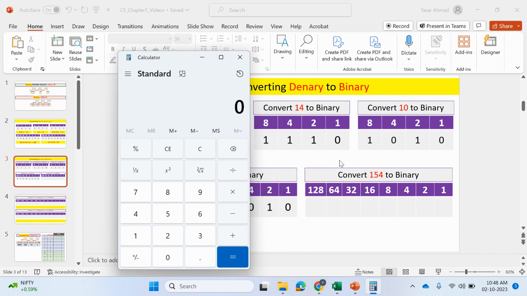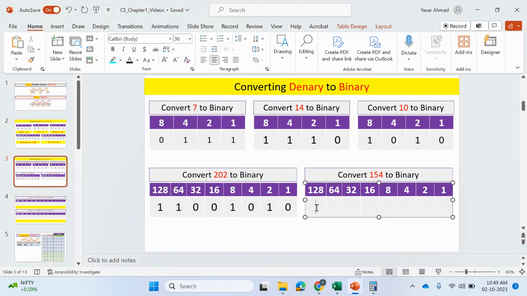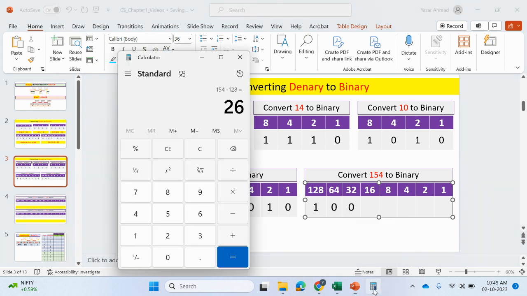Okay, so convert 154 to binary. So again, we look at this first value here, 128. Does that go into 154? Yes, it does. 154 take away 128 equals 26. So it can put 1 here. 64 is greater than 26, so 0. 32 is greater than 26, 0. Okay. 16 goes into 26.